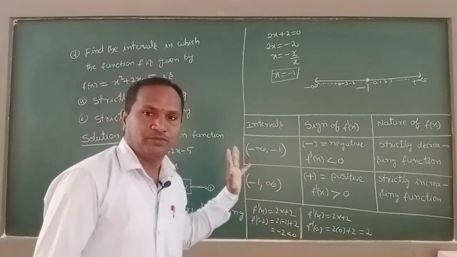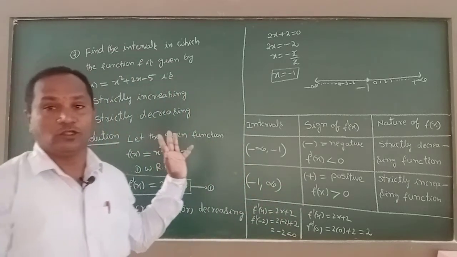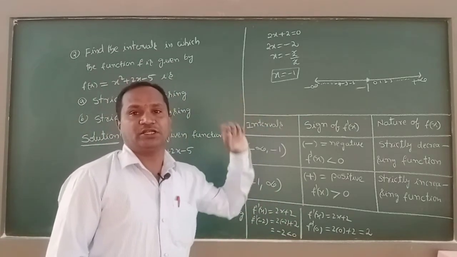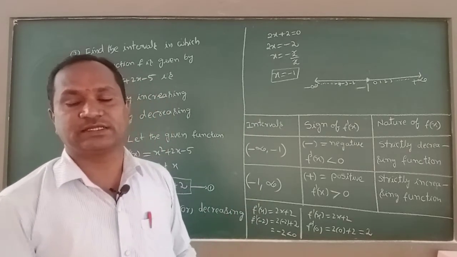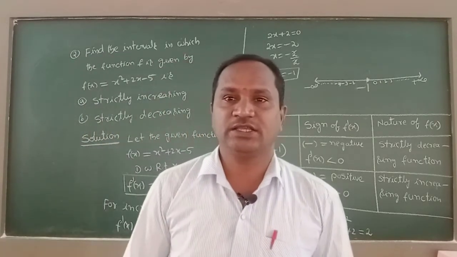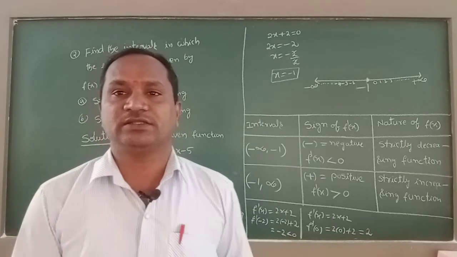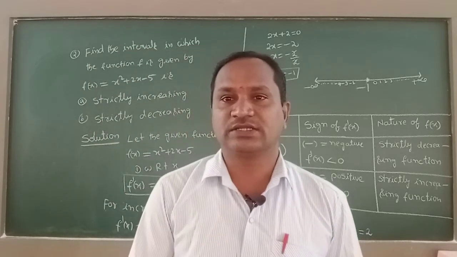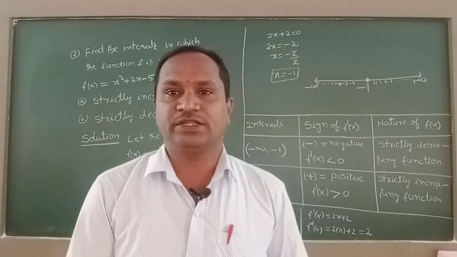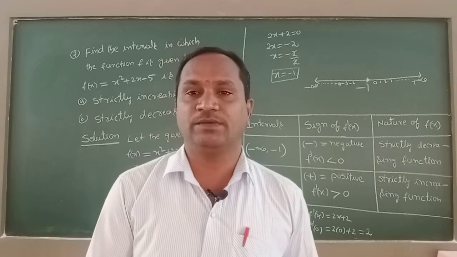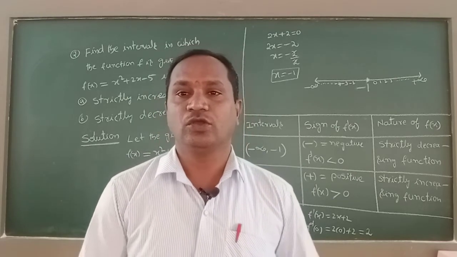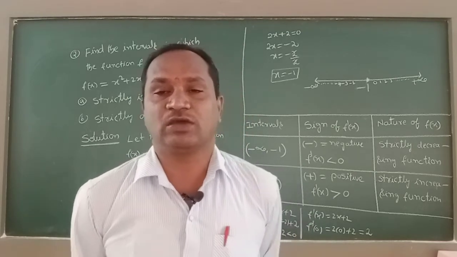Firstly, we have written the given function. We have taken differentiation of that function with respect to x, and for increasing or decreasing, we equated the derivative to 0. By equating it to 0, we got the value of x as minus 1.